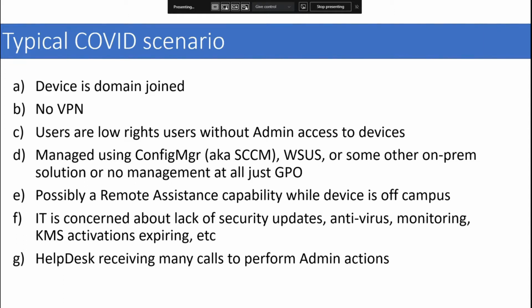Most organizations have their devices on-premise domain joined. As those devices left campus, they didn't have VPN, so they were effectively orphaned. They can't contact the domain controller, which means they cannot get group policy, which means they're using cached credentials to log on. Those users are low rights users. They don't have access to perform any administration on that device. And you as IT may or may not have any management solution on those devices.